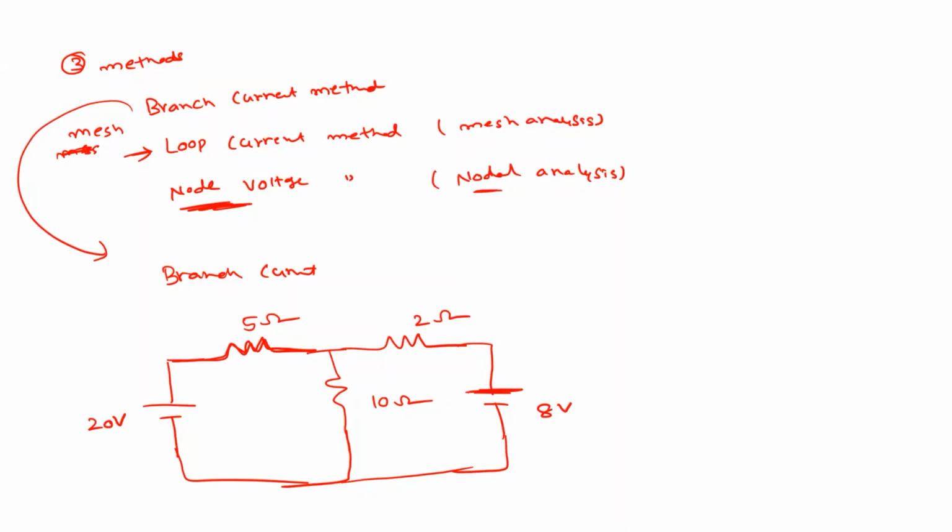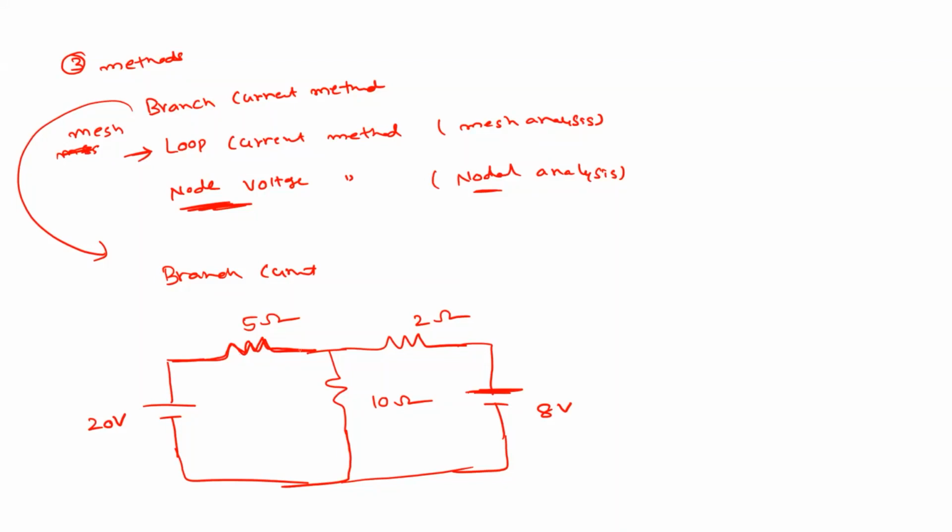By using this branch current method. So what is the procedure for this method? Here are some points. In this method, a current label is assigned to each branch in an active network. Then Kirchhoff's current law is applied at nodes. So the first thing is we will assign a current for each branch.